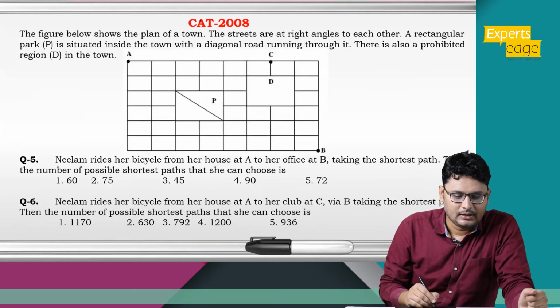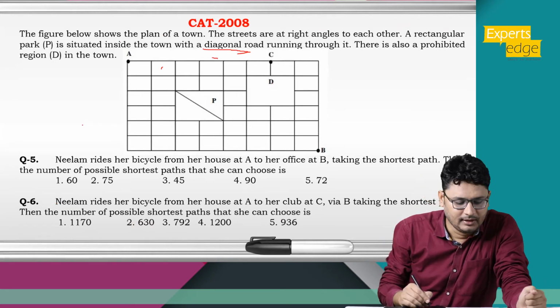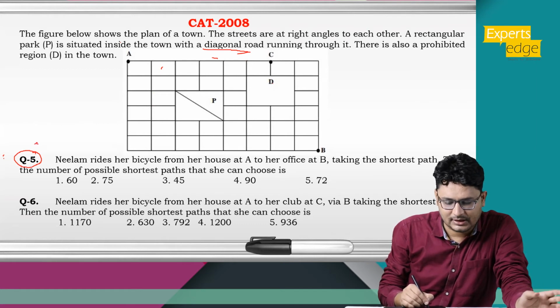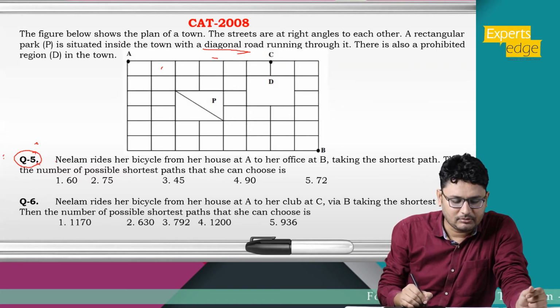Yeah. This is a CAT 2008 question, right? So let's solve question number 5 first. What it says: Neelam rides a bicycle from her house at A, and she needs to go to the office at B along the shortest path. That is the keyword. So find the number of shortest paths possible.